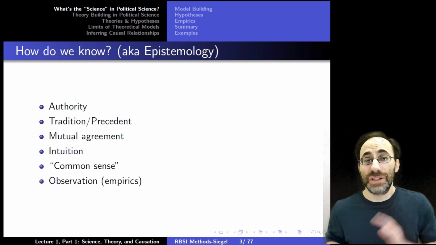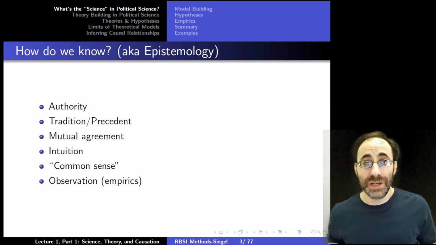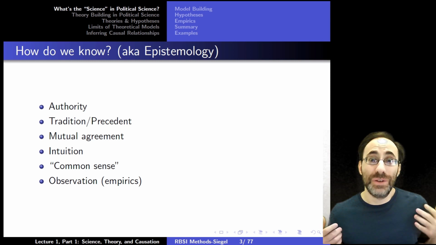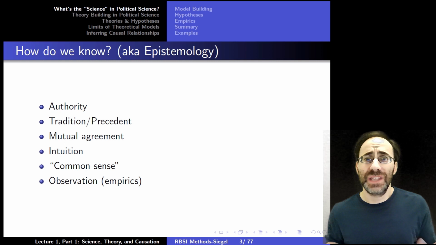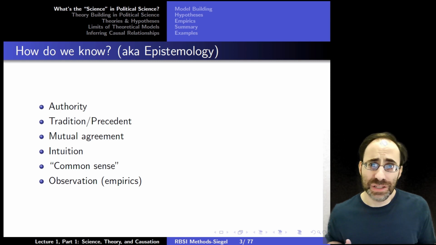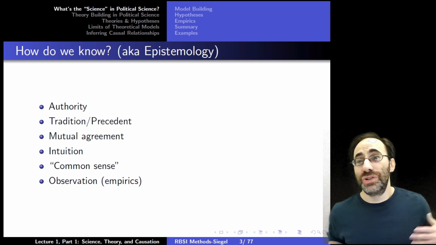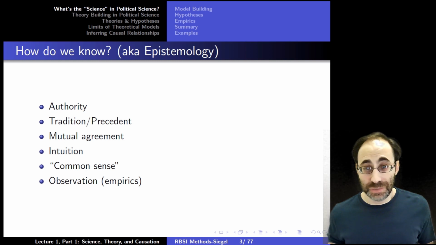Okay, so let's start talking about what they call epistemology here. In general, it's the question of how do we know things? And why is a scientific approach different than other ways that we could know things? Well, traditionally, there are a lot of ways we know things, right?